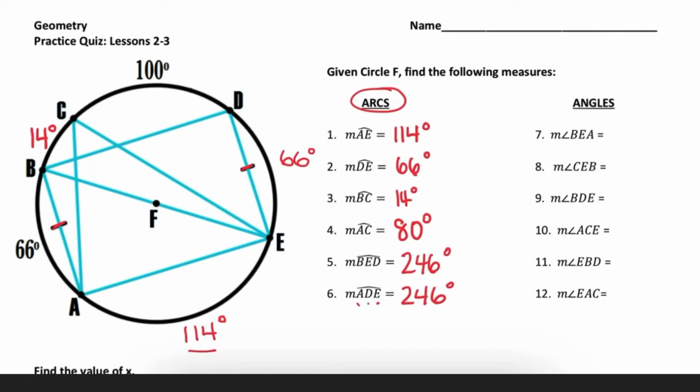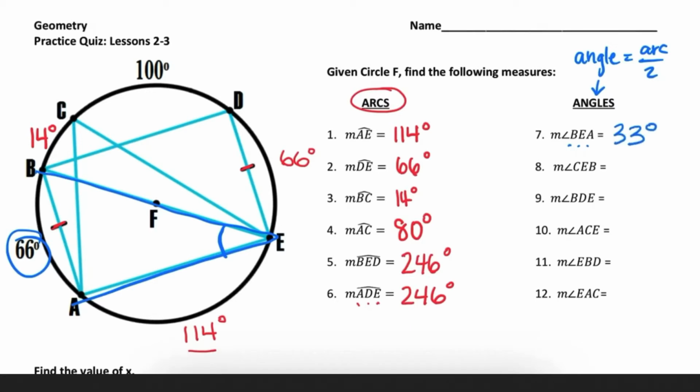Let's move to the theorem for finding angles. Did you notice all the angles here have their vertex on the circle? For a vertex on the circle, the angle is the arc divided by 2. So we're going to be doing a lot of dividing by 2. Angle BEA. BEA is this angle, which is chomping down on the 66. So that arc divided by 2, 33.